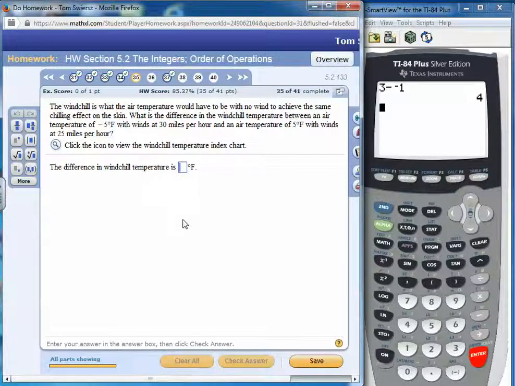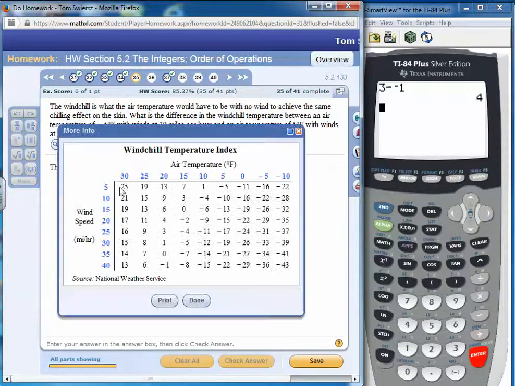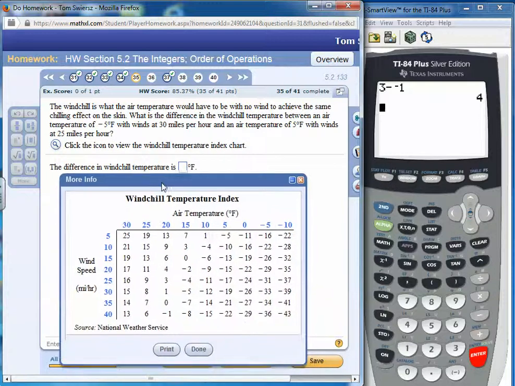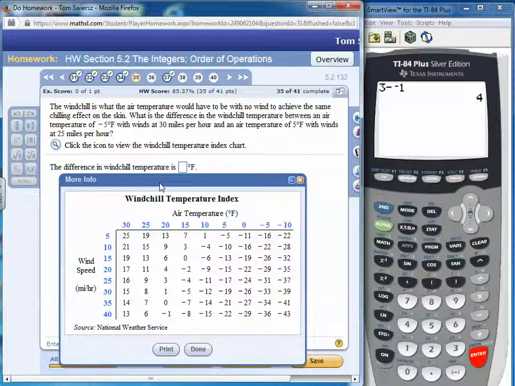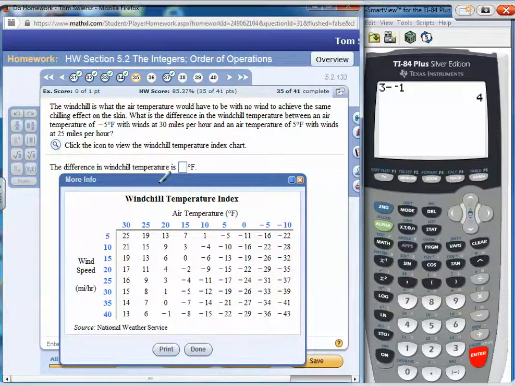Number 35, the wind chill, same problem, similar to the one we just did, is what the air temperature would have to be with no wind to achieve the same chilling effect. What is the difference in wind chill temperature between an air temperature of -5 at 30 miles per hour and an air temperature of 5 with winds at 25?